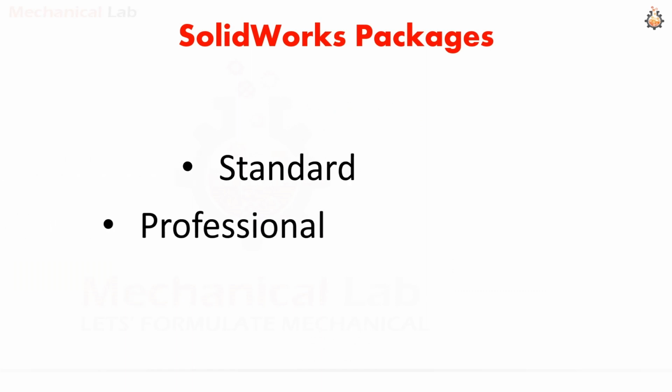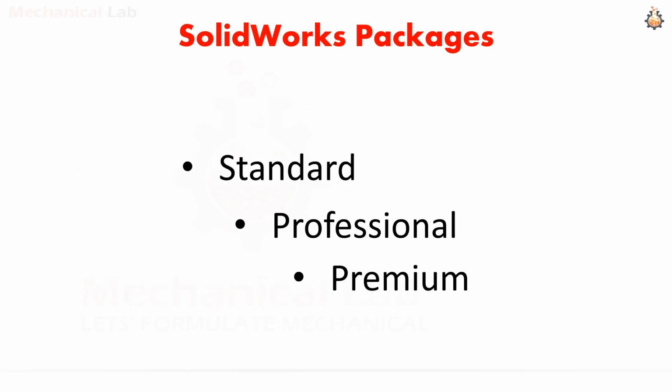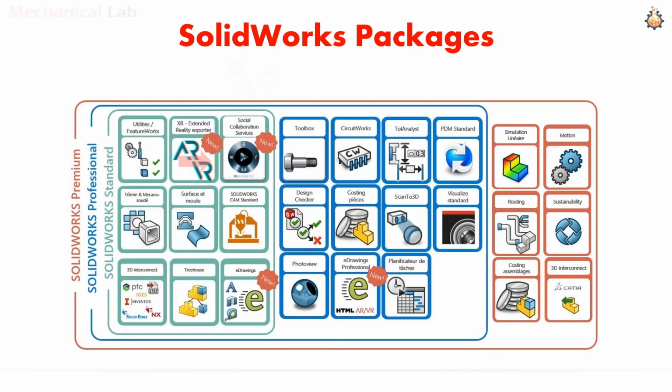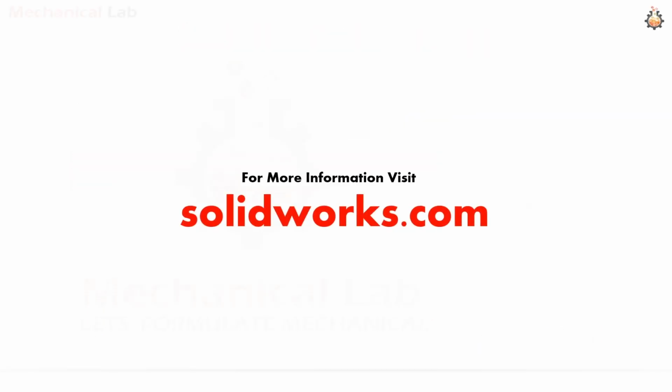SolidWorks software comes in 3 different packages called Standard, Professional, and Premium. And we also can get the Student Edition. We should mention that SolidWorks is a kind of expensive software. But there are many ways to test the software, like free trials. If you want to know further details, you can refer to the solidworks.com website.